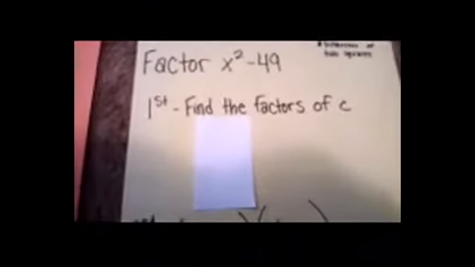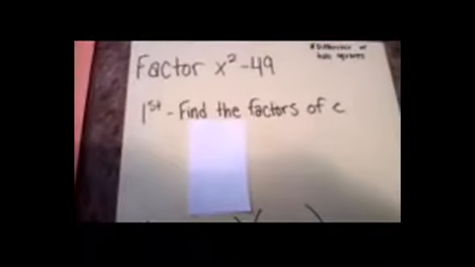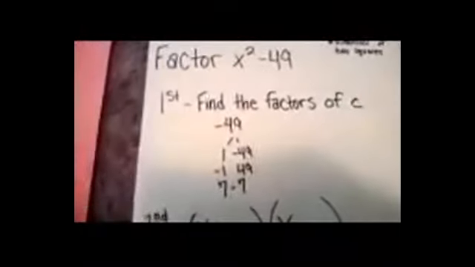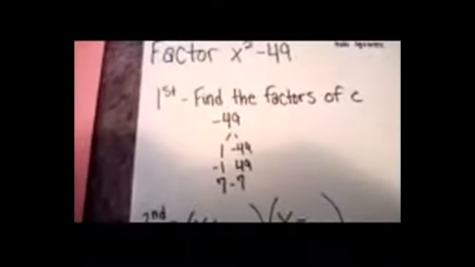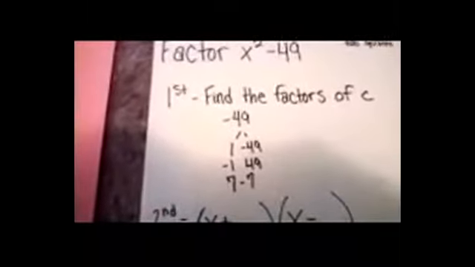Let's move on to a harder problem. Factor x squared minus 49. This is the difference of two squares. So like the last problem, we first find the factors of c, which in this problem is negative 49. The factors are 1 and negative 49, negative 1 and 49, and 7 and negative 7.